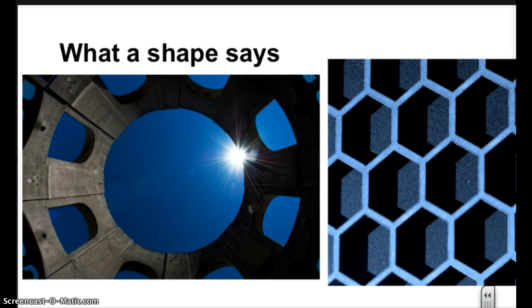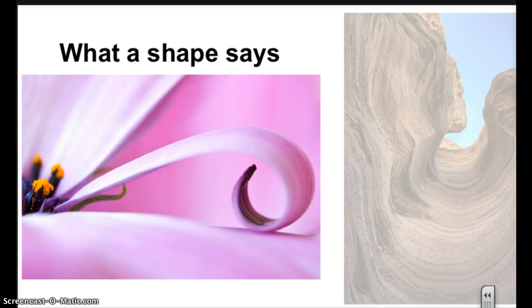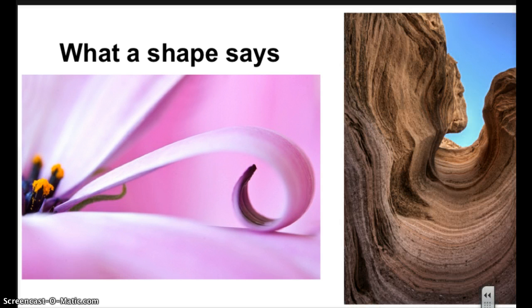So what does a shape say? Shapes convey a lot of information to the viewer. Like line, different types of shapes convey different messages. In these examples, circles, squares, and triangles with even sides can convey a sense of order and stability, whereas in these next images, curved or organic shapes can suggest relaxation and motion.